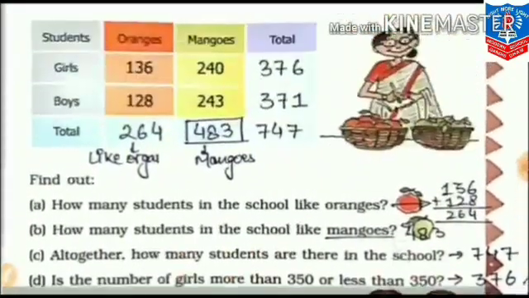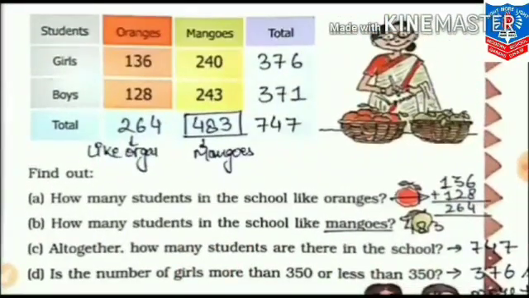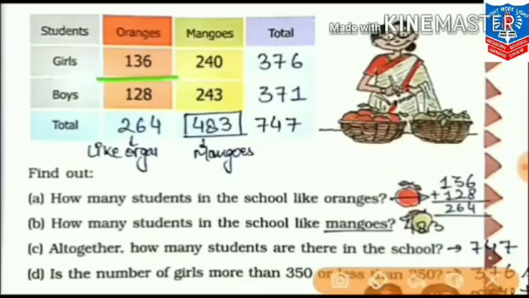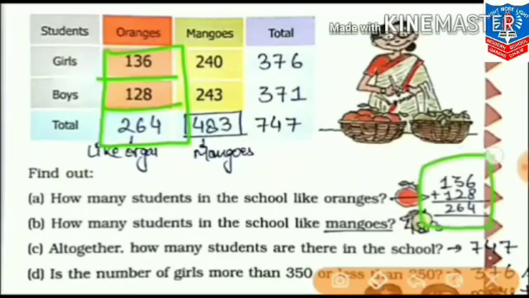How many students in the school like oranges? So students consist of girls and boys. So 136 plus 128. See the column, children. All the details are there. So you will get 264. 8 plus 6 is 14. 4, 1 carry. 3 plus 2 is 5. 1 carry, add to it 6, 1 and 1 is 2. How many students in the school? Students is girls and boys, so we total up like that. Got? Now see the second one.